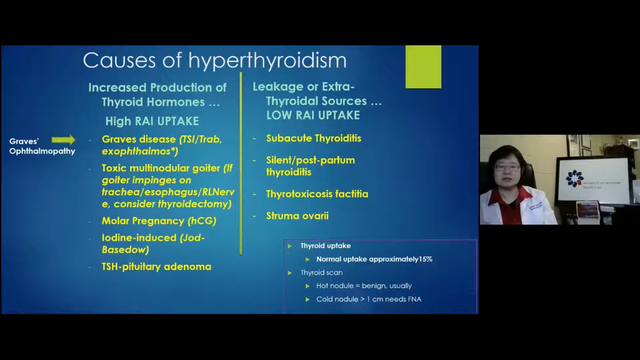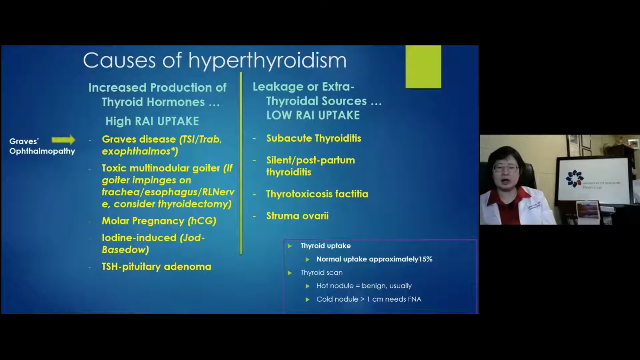The big split is between the high uptake states and the low uptake states, with the high uptake states reflecting an underlying thyroid hormone synthesis, whereas the low uptake states actually represent inflammatory processes as an underlying cause of the hyperthyroidism. So the most common high uptake states would in fact be Graves' disease, a key characteristic of which can be Graves' ophthalmopathy. Toxic multinodular goiter is also a high uptake state, and those would be the most common.